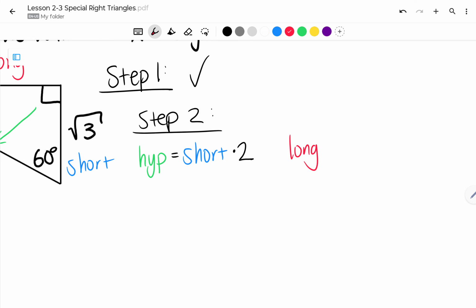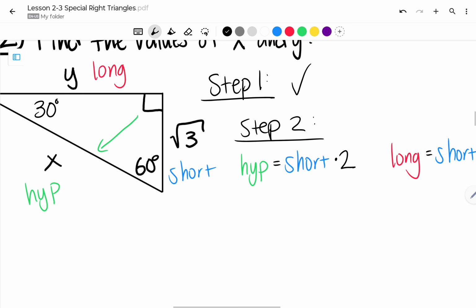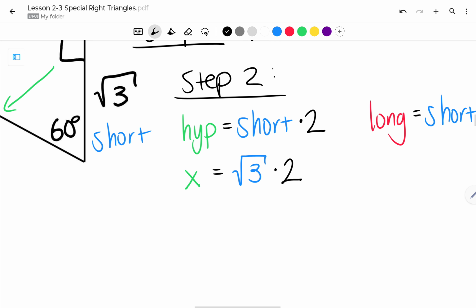And the other one equals short times root 3. It doesn't matter which one you start with. I'm just going to start with the first one, right? I know the hypotenuse is x. I know the short side is square root 3. And I know I have to multiply that by 2. Okay?